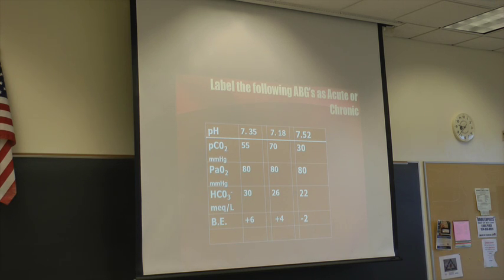And what needs to be done for that to go into a normal range? 7.52, so it's alkalotic. So what can the body do to make the pH a little more acidotic? Yeah, more CO2. It could retain CO2, or eliminate bicarbonate. Yeah, excrete bicarbonate. Very good. So it was chronic, acute.